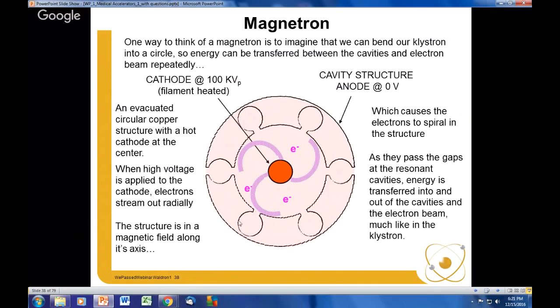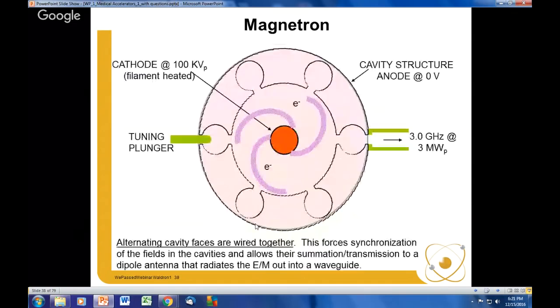They're going to set up electromagnetic fields inside these cavities close to or at the natural resonant frequency of these cavities due to their particular size.